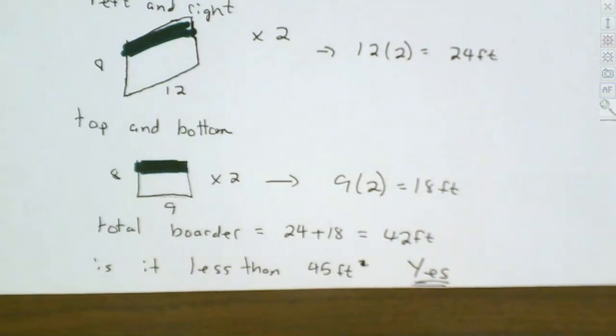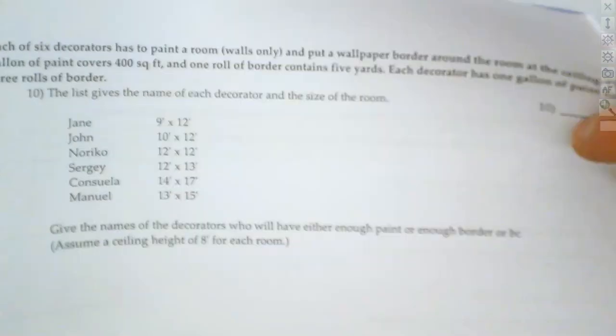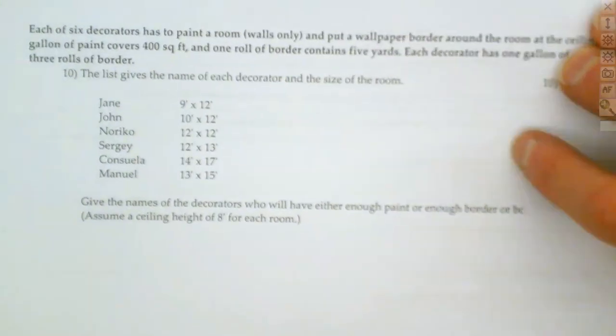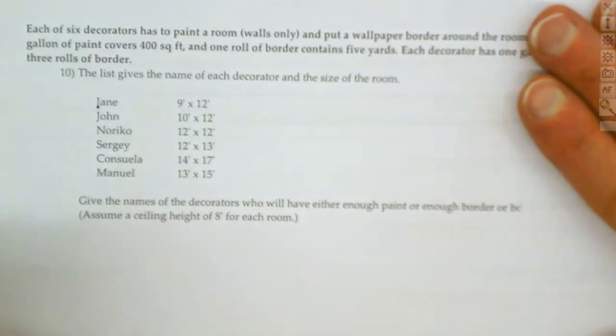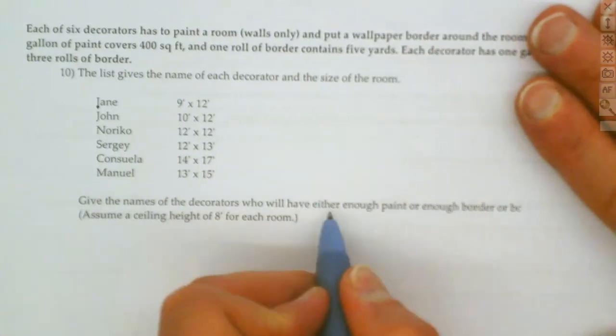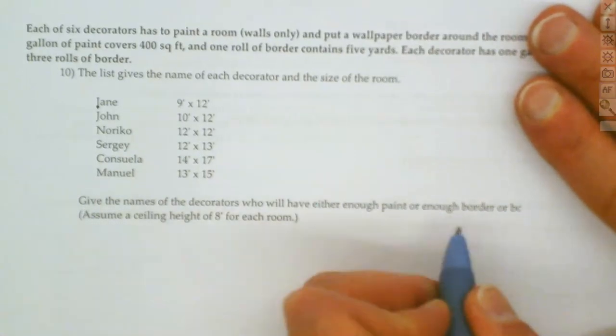So what am I looking for? Let's go back and talk about what I want now. So you see how I papered it, right? How you put that wallpaper border up, and also how you paint the room, right? We have 1 gallon of paint, 3 rolls of border. So we can do 45 feet of wallpaper, and we can do 400 square feet for the area. Now, what do I want you to do? I want you to go through and do each one of these. So I did Jane. Now, what do we want? We want to know the decorators who can either paint it, or border it, or both.